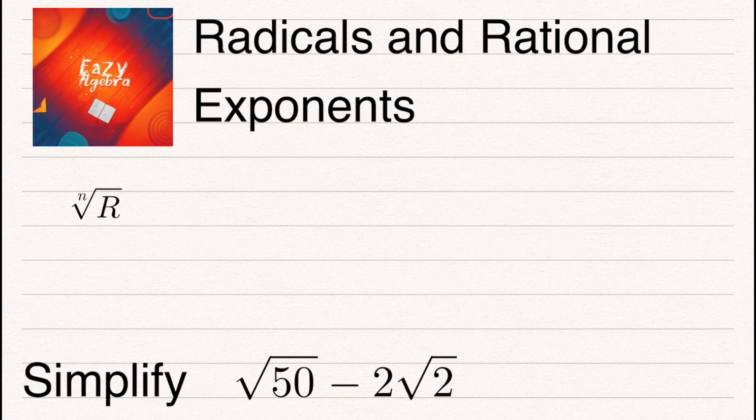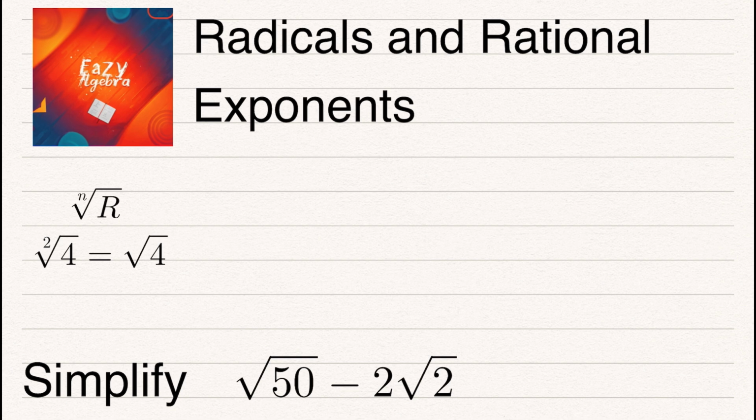If no index is shown, so for example, the square root of 4, we don't show a 2 here. When no index is shown, we assume an index of 2, the square root. So that's a very important thing to remember.